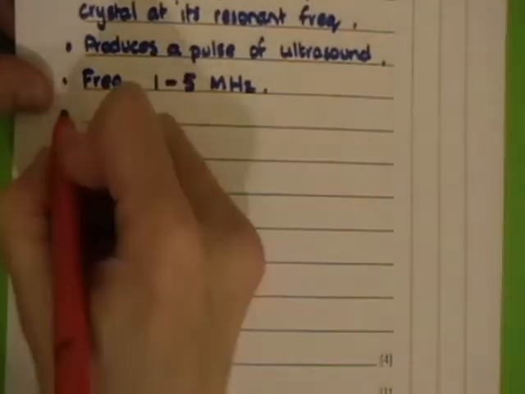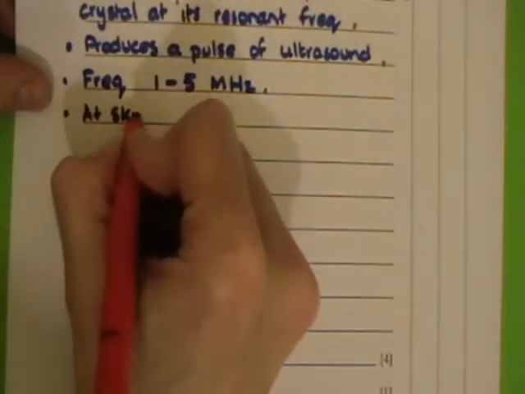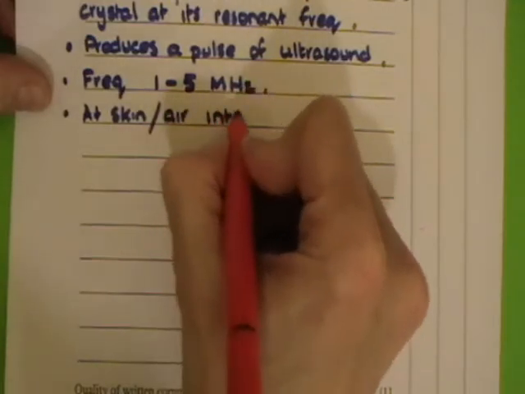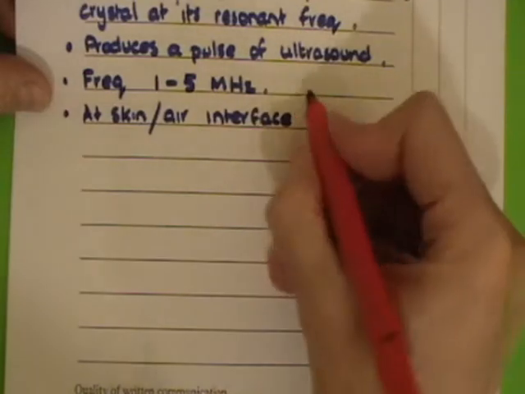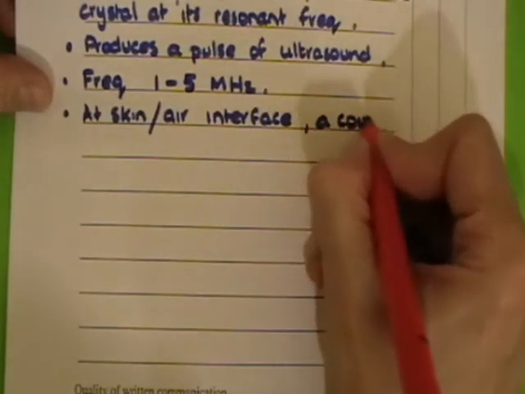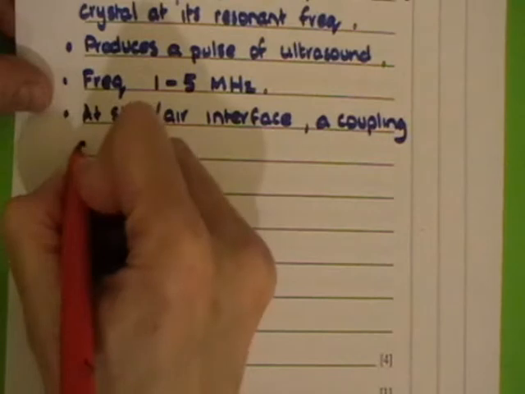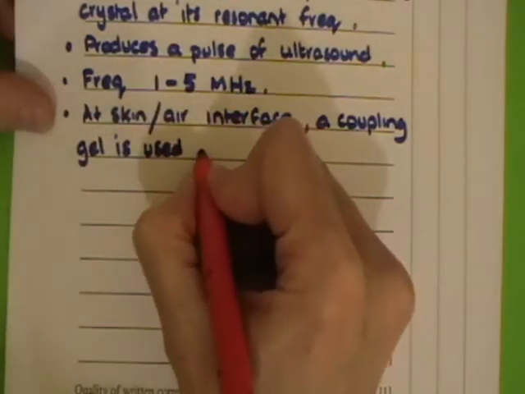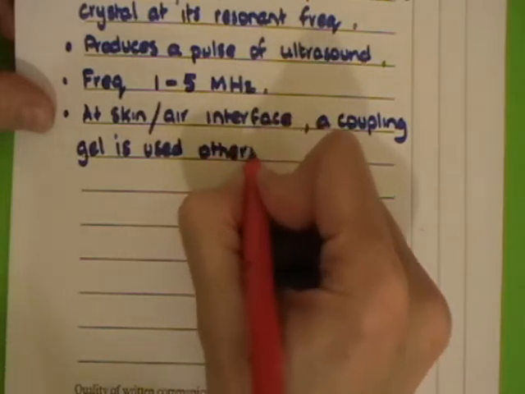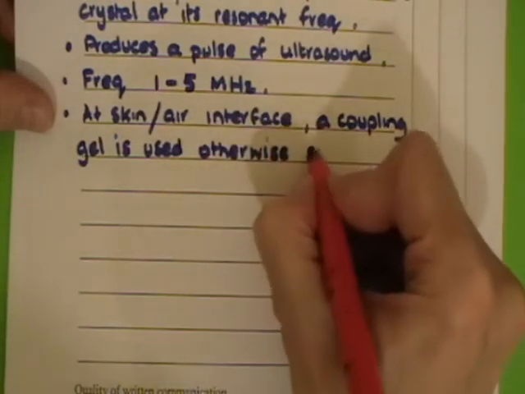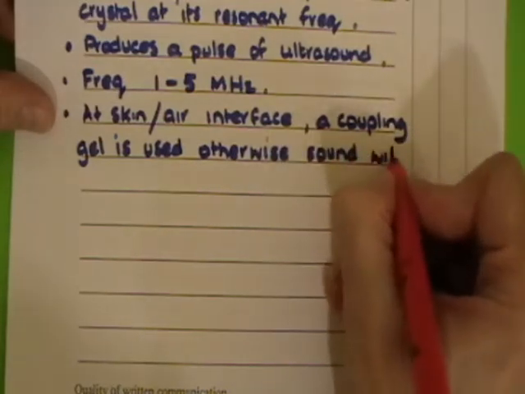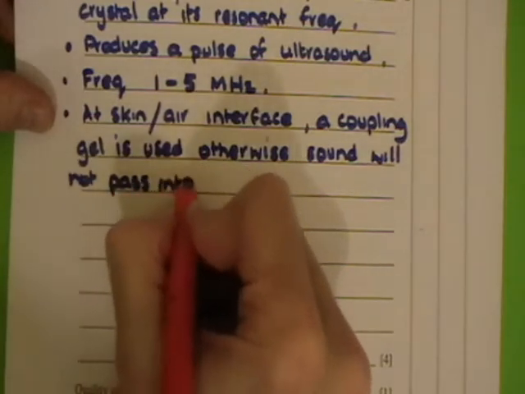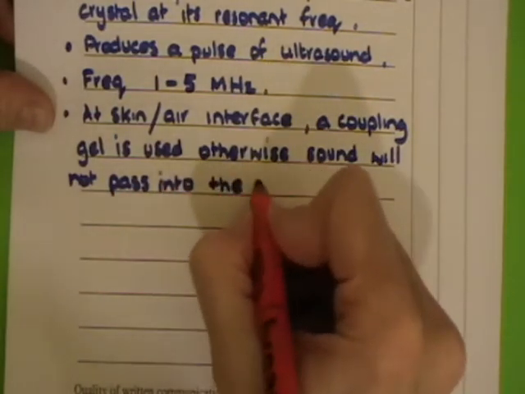Now, at the skin and air interface or boundary, a coupling gel has to be used. And the problem is, if you don't use it, then the sound won't be able to travel into the body. Otherwise, sound won't pass into the body. It'll all be reflected there. That's why they use a gel.